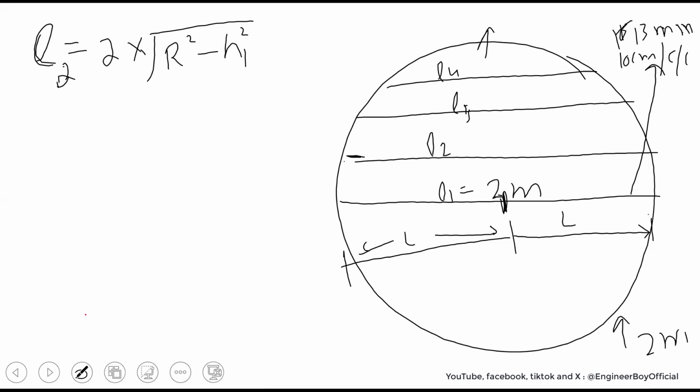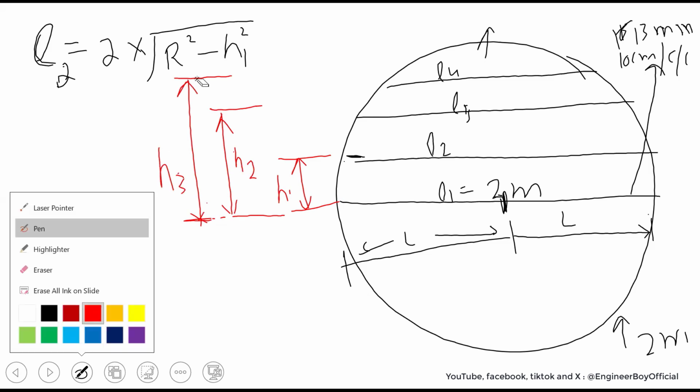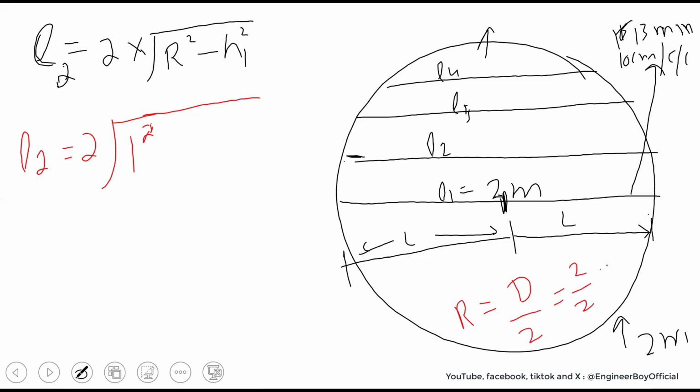What do we mean by H1? It is the distance between L1 and L2. H2 is the distance between L1 and L3, and then H3 is the distance between L1 and L4. Let me put values in the same formula. 2 times R is the same as the diameter, which is 2 meters. R is half of the diameter, so R is D by 2. D is 2, so 2 by 2 becomes 1. So 1 square minus H1 square. Remember, H1 is the distance between L1 and L2.